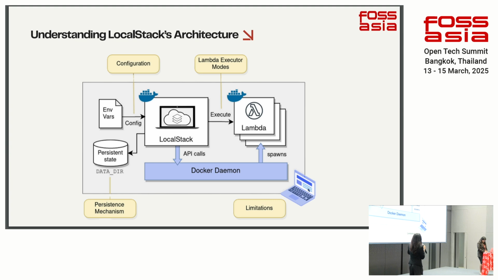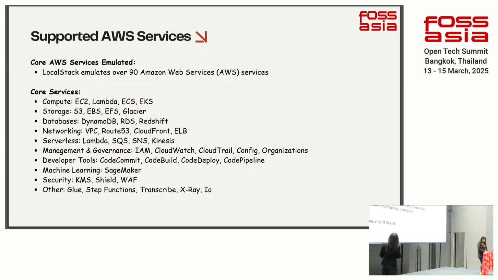Then we have Lambda functions and Docker. For Lambda functions, we need to create a certain virtual environment that will be closed for certain Lambda functions, and it will also get stopped or destroyed once the work is done. So this is how the architecture works. Moving on, supported AWS services. LocalStack emulates over 90 Amazon Web Services as of now, and these are the core services that we all have.